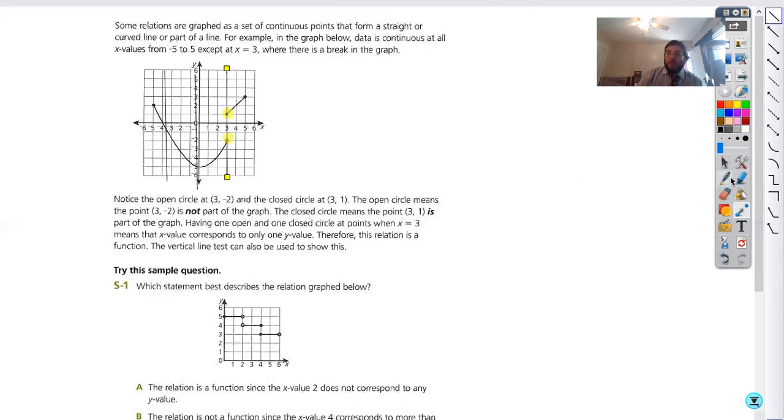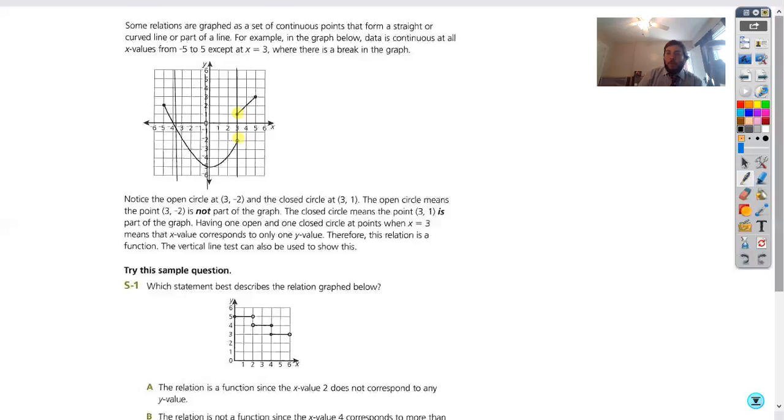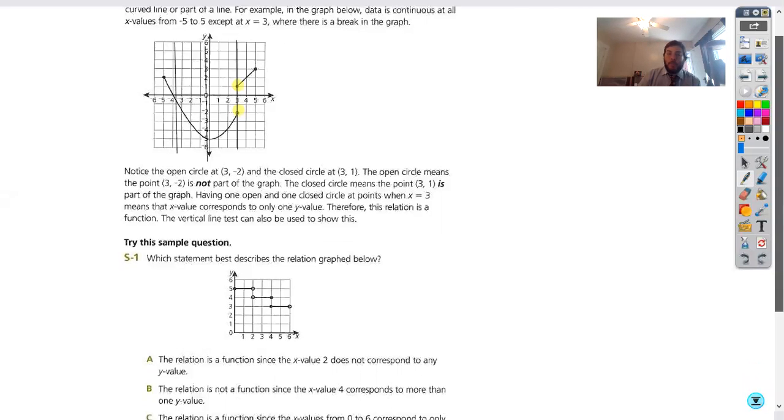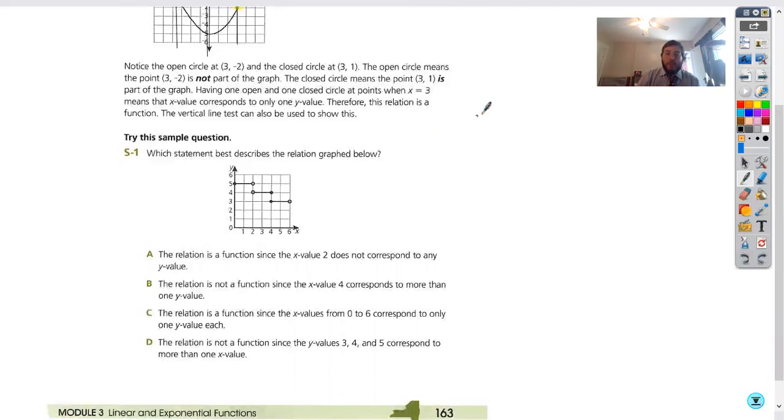So if we take a look below, the sample question here says, which statement best describes the relation graphed below? So we have a relation, and a relation is a function if it passes the vertical line test. So from 0 to 2, it passes our vertical line test, because even though there's two open circles here, that just shows that there's a gap in the domain. It does not show that it is not a function.